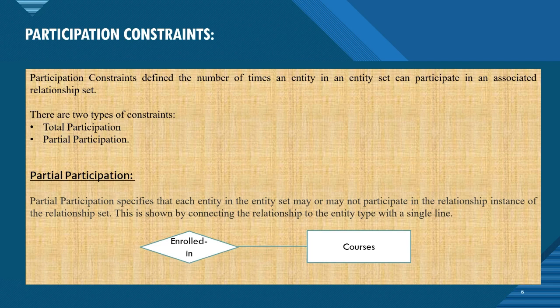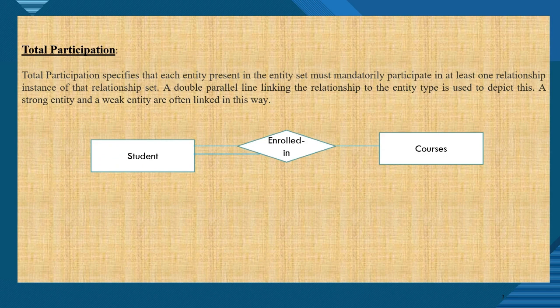Here, in this given example, the single line between the relationship and the entity is a partial participation. If we go to take admission in some institution, the institution may provide some courses where enrollments are not made. That is, enrollments are optional. The second one is total participation. Total participation specifies that each entity present in the entity set must mandatorily participate in at least one relationship instance of that relationship set.